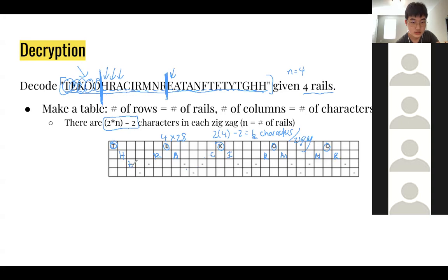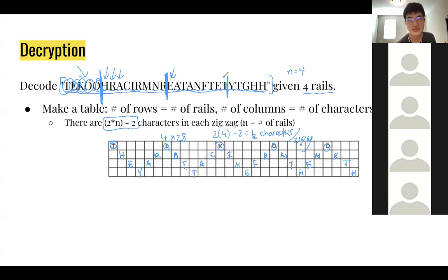So E, A, T, A, N, F, T, E, T, Y, T, G, H, H. Okay, so now we're completely done with the decryption process. We just need to realize what the message actually is.